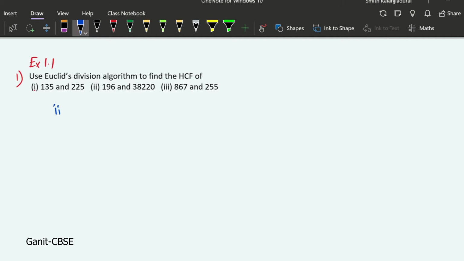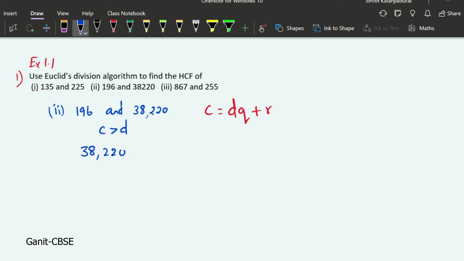We shall see the second subdivision. We have to find the HCF of 196 and 38,220. So we are going to use the same method, Euclid's division algorithm. Euclid's division lemma is c = dq + r. So c should be greater than d. Let us take 38,220 as c and d is 196. So we have to find the quotient and remainder. We are going to follow the long division method.